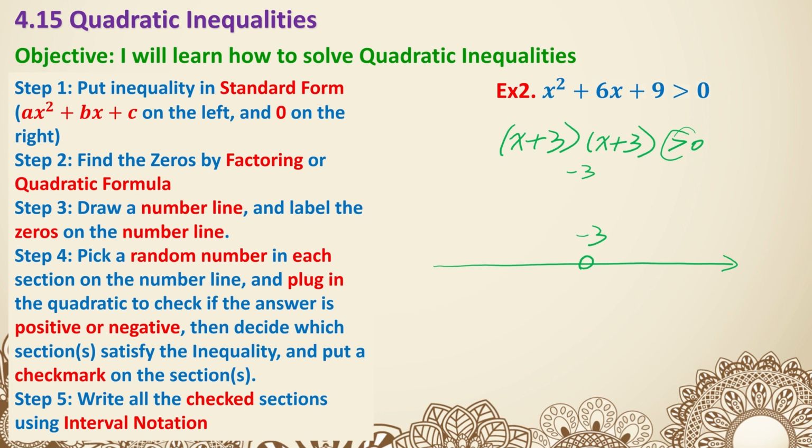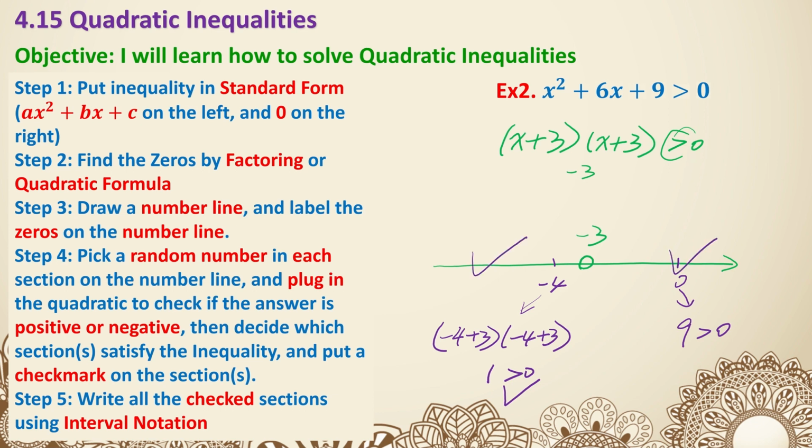So left side we can pick, let's say a -4. And the right side we can pick a 0. 0 is going to be easy. That is going to be 9 is greater than 0. So left side, -4. So -4 plus 3 times another -4 plus 3. That's a -1 times a -1, which is a +1 greater than 0. That works. So the right side, 9 greater than 0, that also works. Left side also works. So you might just be like, wait, both sections work.